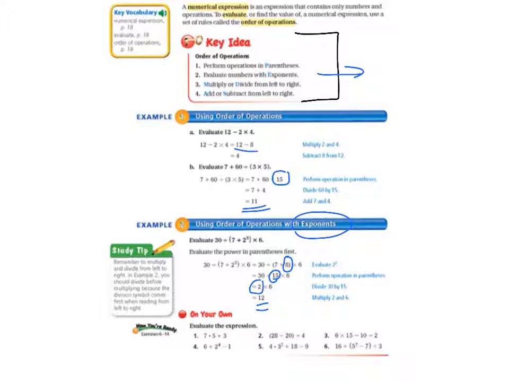Be sure to read the study tip at the left. It tells you to remember to multiply and divide from left to right. In example 2, you should divide before multiplying because the division symbol comes first when reading from left to right. So always be careful with that. Multiplication and division are in the same step in order of operations, and addition and subtraction are in their same step in order of operations. So be careful with that.